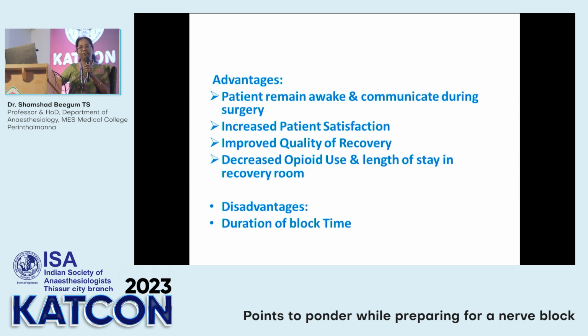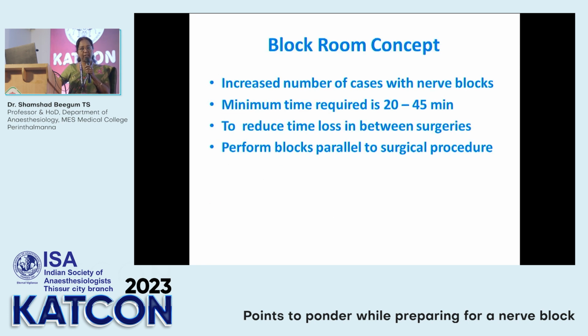So usually, when an expert is doing the nerve block, it will take a minimum of 5 to 20 minutes for giving the nerve block. And with the arrangements and all, it will take a minimum of about 20 to 45 minutes. So what is the problem with that? That will be prolonging the duration of the surgery time, because the number of regional procedures are increasing nowadays. So it can prolong the duration of the whole of the operation time as well as the working in the operation theater. So to avoid that, a block room concept was introduced.